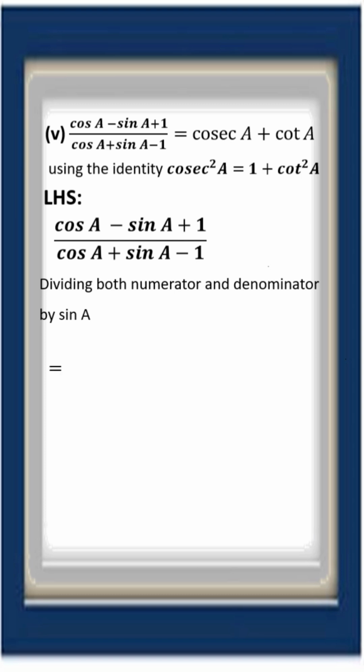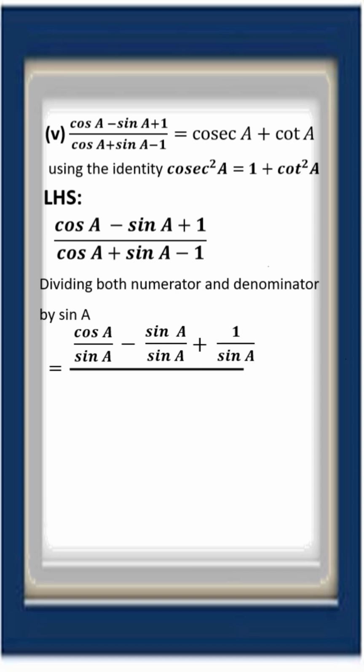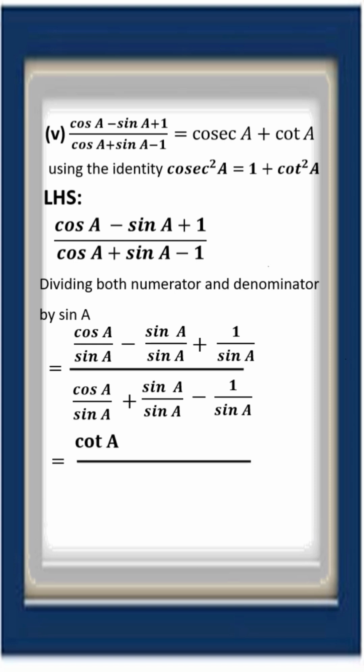So that is equal to, in the numerator, cos A by sin A minus sin A by sin A plus 1 by sin A. In the denominator, cos A by sin A plus sin A by sin A minus 1 by sin A. So this is equal to, in the numerator, cos A by sin A is cot A minus sin A by sin A is 1 plus 1 by sin A is cosec A. In the denominator, cos A by sin A is cot A plus sin A by sin A is 1 minus 1 by sin A is cosec A.